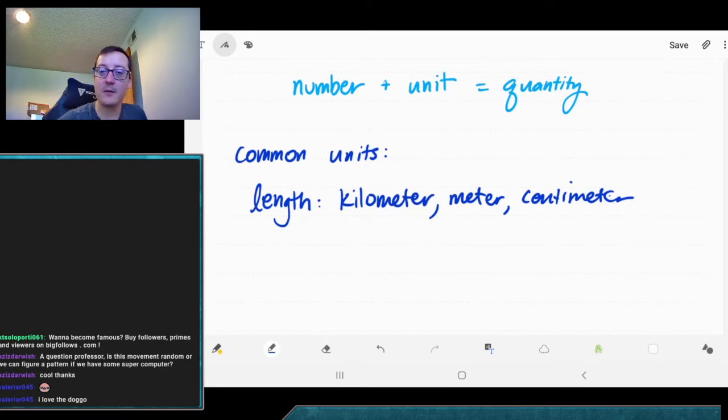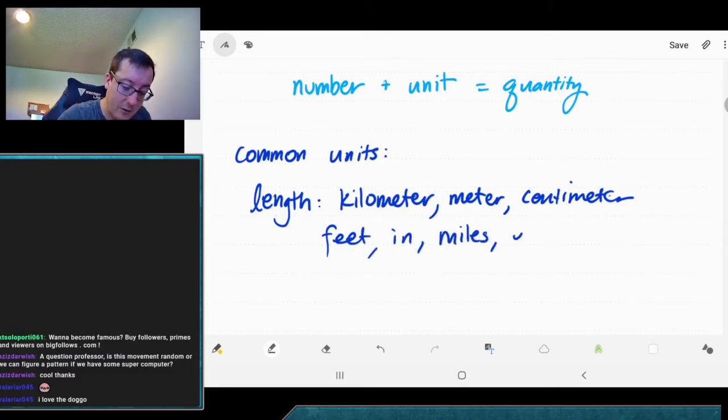In the American system, or U.S. customary imperial, whatever, those are feet, inches, miles, yards. Those are units of length that we'll commonly come in contact with. So we're going to just list a couple of units for different types of things.